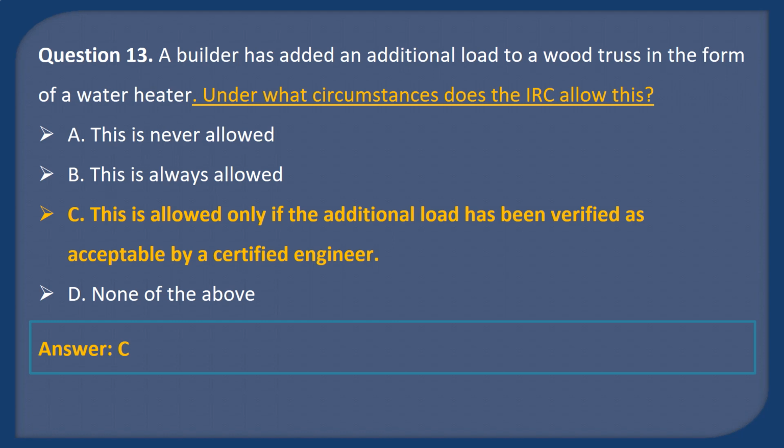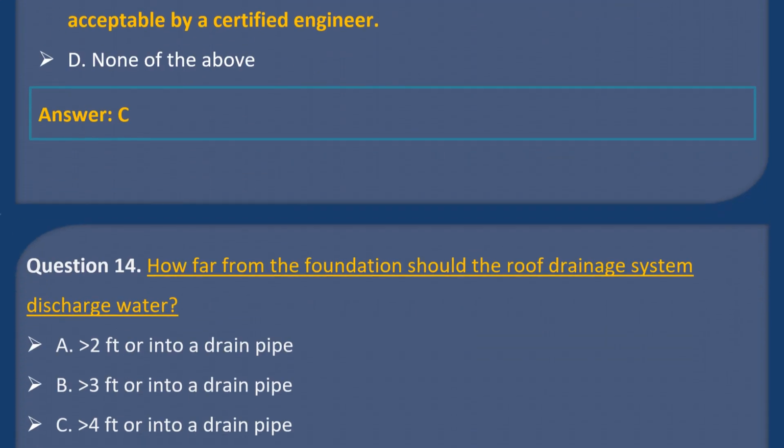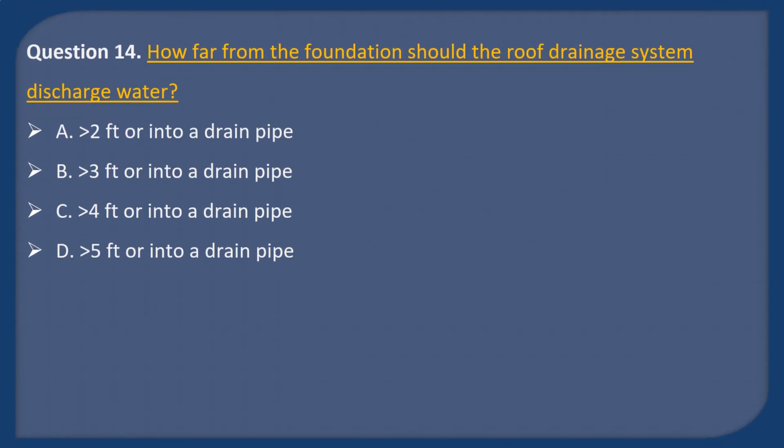Answer C. Question 14. How far from the foundation should the roof drainage system discharge water? A. Less than 2 feet or into a drain pipe. B. Less than 3 feet or into a drain pipe. C. Less than 4 feet or into a drain pipe.